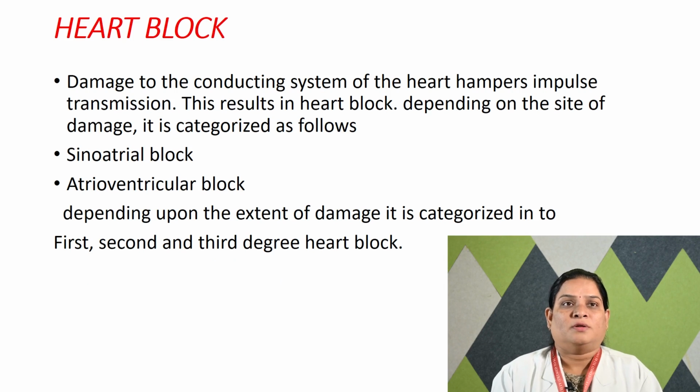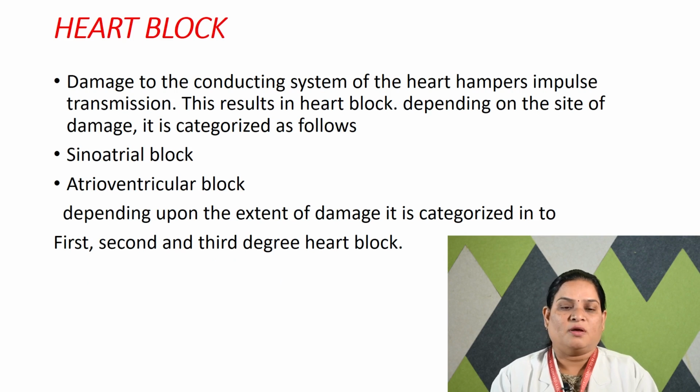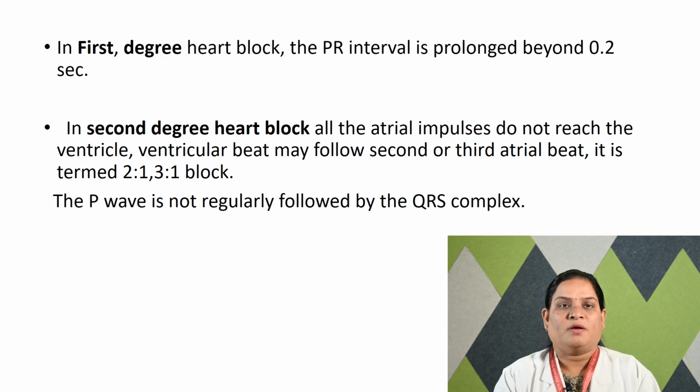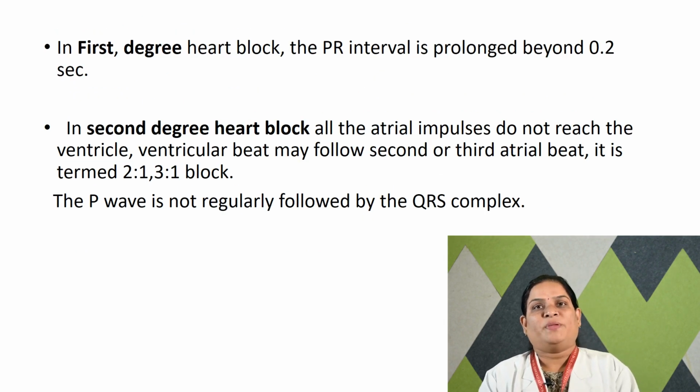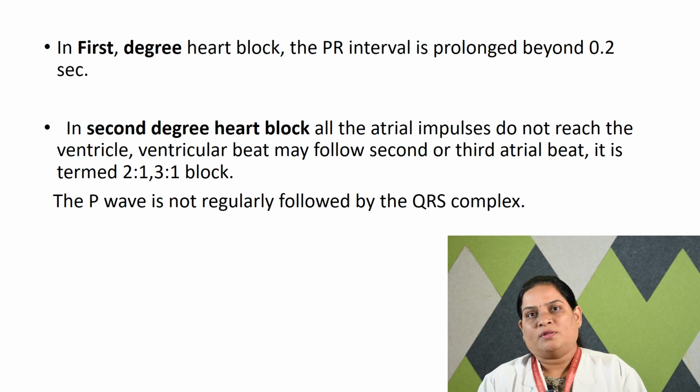Heart block. Damage to the conducting system of the heart hampers impulse transmission, so this results in heart block. Depending on the site of the damage, it is categorized as sinoatrial block and atrioventricular block. Depending upon the extent of damage, it is categorized into first, second and third degree heart block. In first degree heart block, the PR interval is prolonged beyond 0.2 seconds.